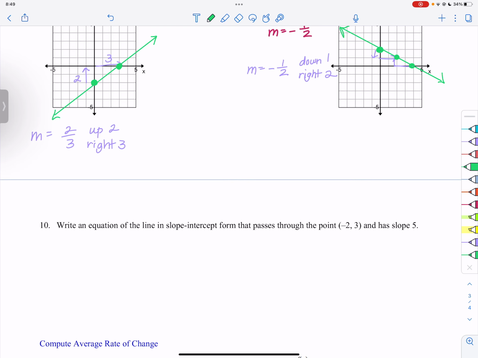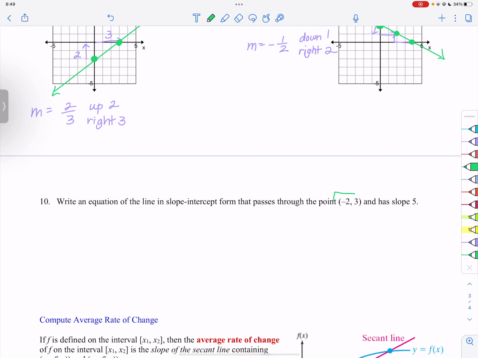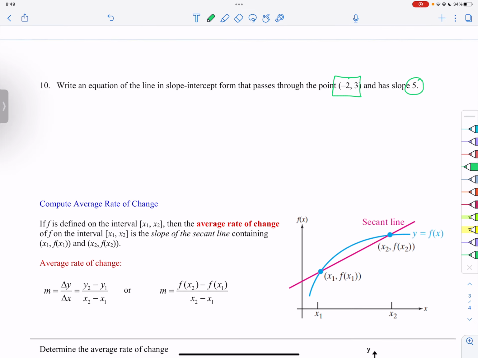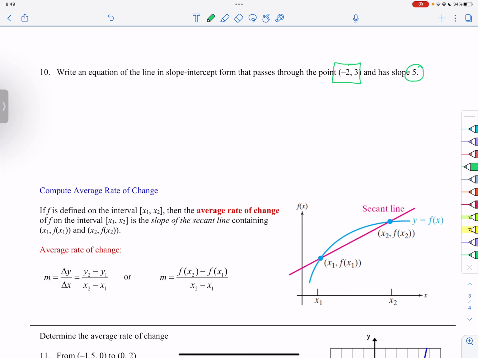Okay, now we are going to work the other way. We are given a point on the graph and we are given a slope. So let's at least write down what we're given. We're given a point on the line and we have a slope of 5. So what are we going to do with that?